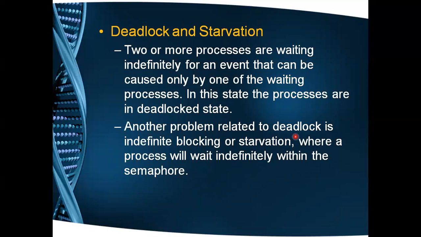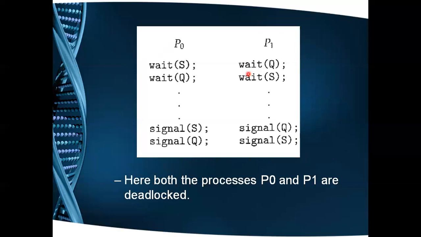This is another definition related to semaphores: deadlock and starvation. A deadlock is when both processes are waiting for a long time, indefinite waiting. That is called a deadlock state. A simple example is given. Here two semaphore variables are used, S and Q. Consider that initially both S and Q have value 1.